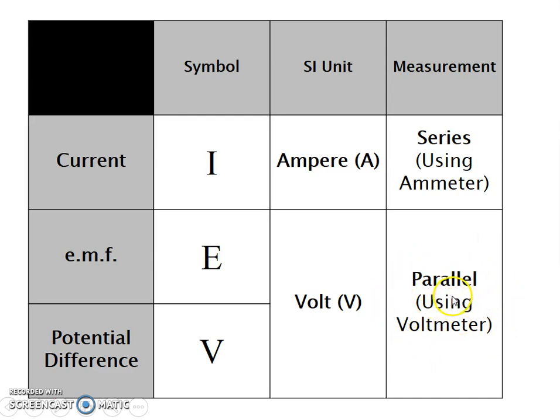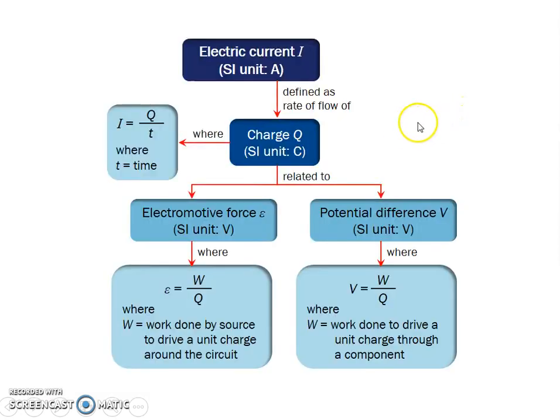And I measure current using an ammeter in series, and I use a voltmeter to measure EMF and potential difference in parallel. All right, so just to do a quick recap, remember, we started off with a brother Coulomb here, who is actually a charge. The symbol that we use is Q. So how fast does Coulomb move? It's just the current. So current equals Q over T. That means how fast the charges actually move.